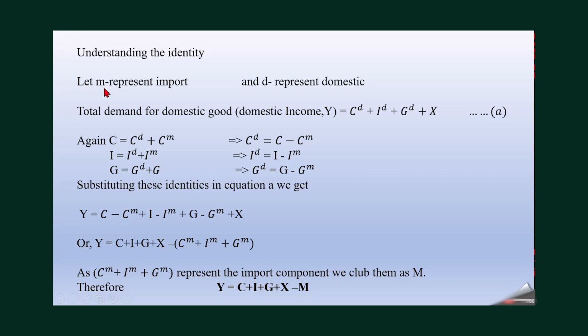Let small m represent import and D represent the domestic nature in the country. The total demand for the domestic good in the domestic economy, that is Y as domestic income, is domestic consumption, domestic investment plus government demand in domestic form, and the total export, that is the demand of the foreign country for our domestic product. But total consumption, remember, is the sum of consumption demand of domestic good plus consumption demand of foreign good.